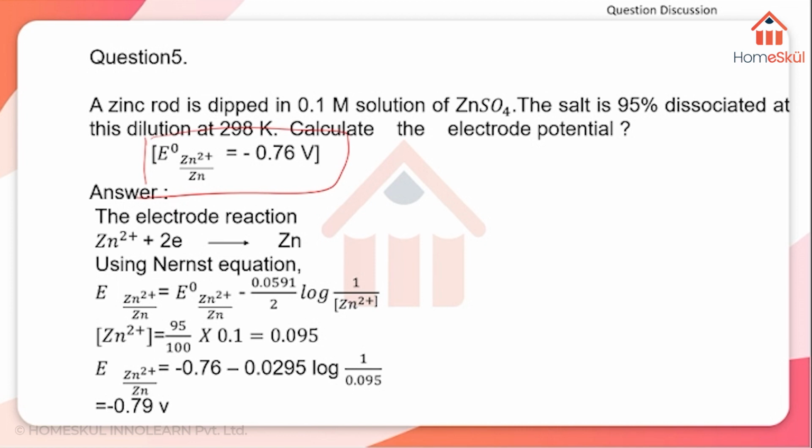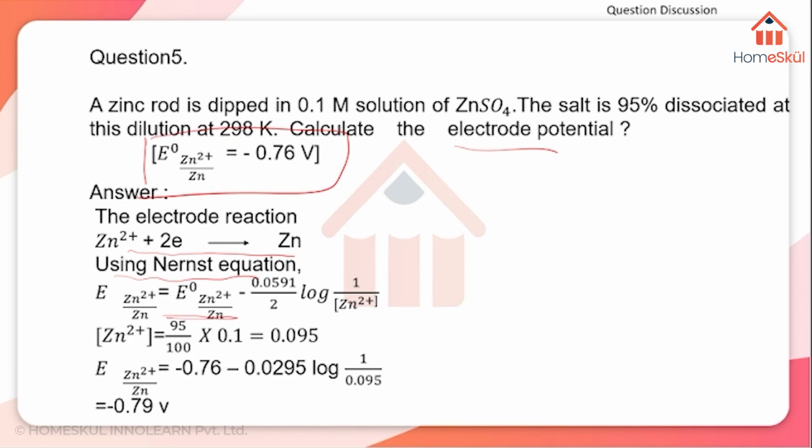So, we can find the electrode potential, right? Look, the electrode reaction we know in the case of zinc. Zn2+ plus 2 electrons gives Zn. Then we know the Nernst equation. E Zn2+/Zn is equal to the standard electrode potential of Zn2+/Zn minus 0.0591 by 2 log 1 by Zn2+.